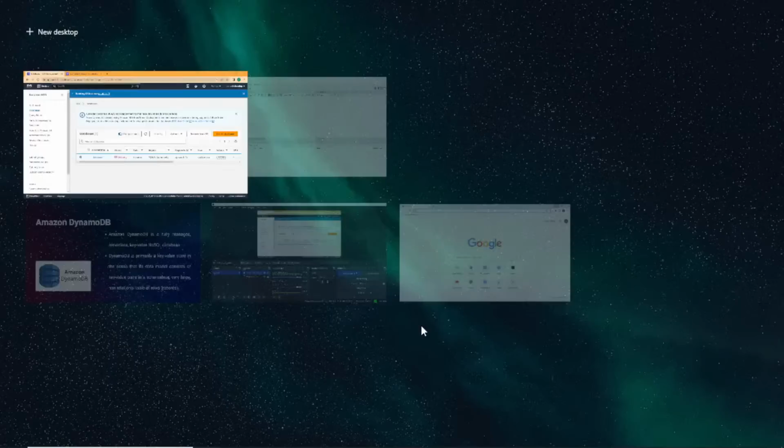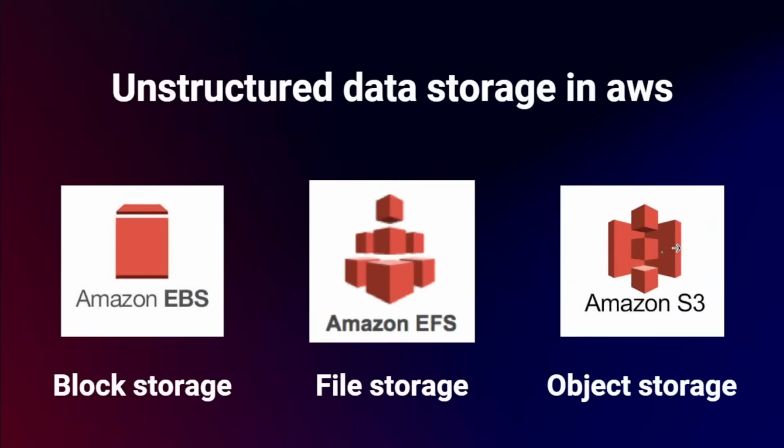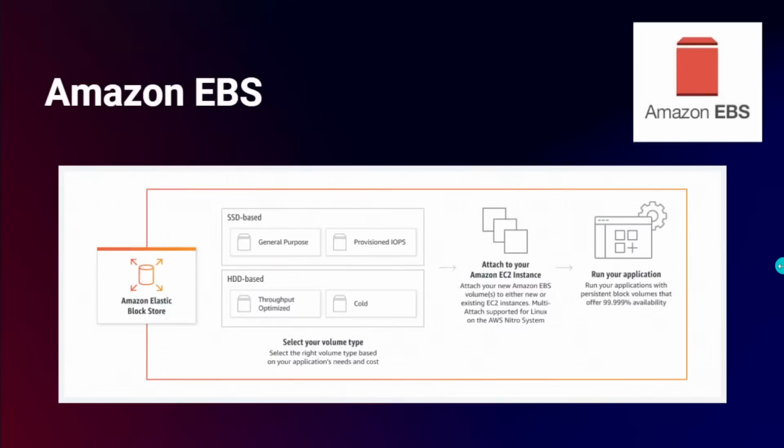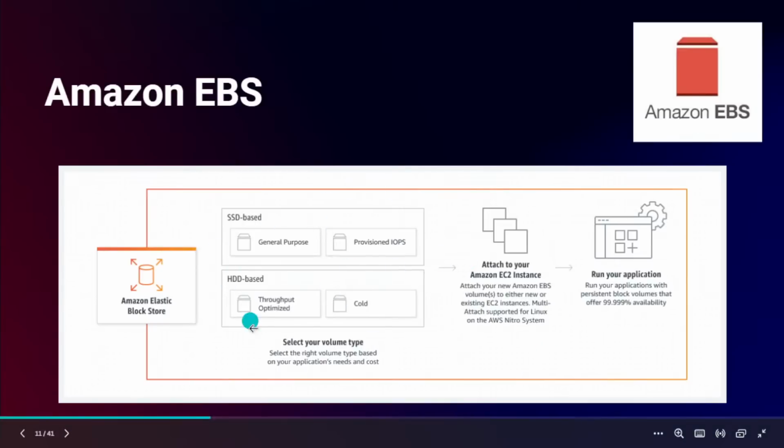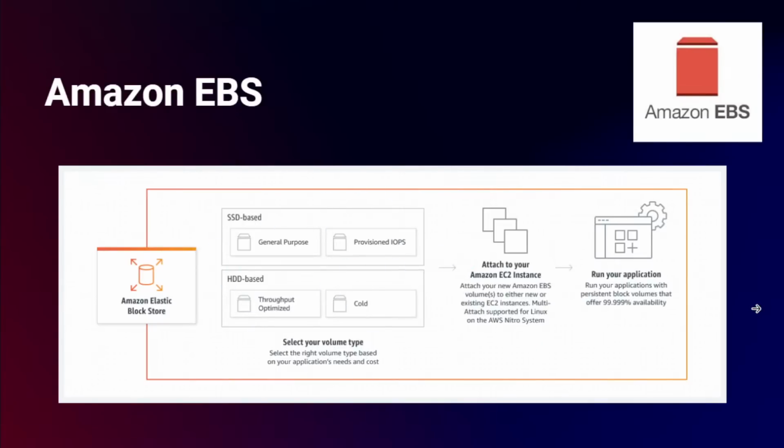Clear? So finally, we want to see the next thing, which is unstructured data storage. Our main focus will be on Amazon S3. We have seen about Elastic Block Store. For creating EC2 instances, we have used this block storage, right?